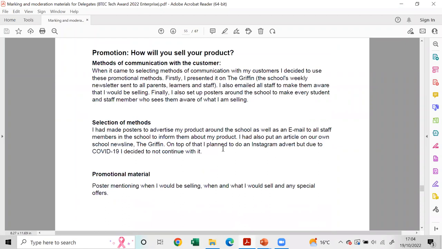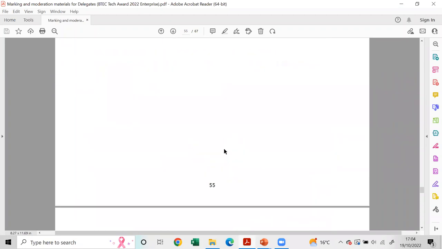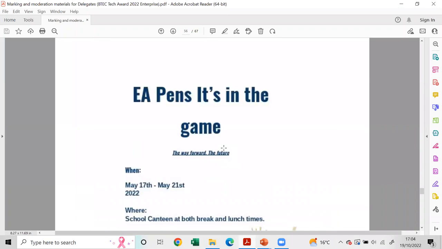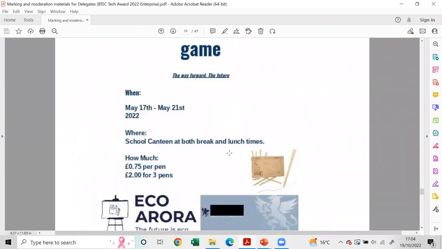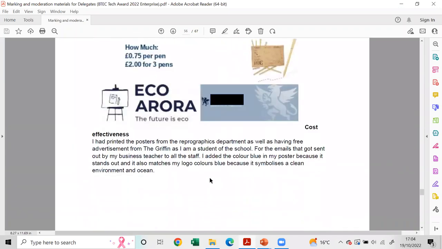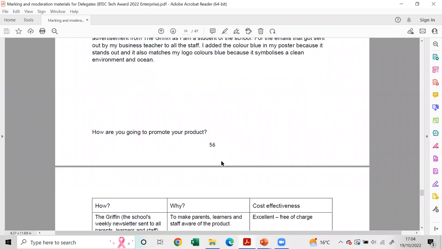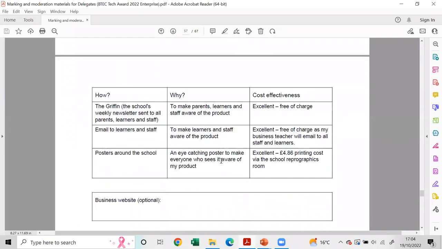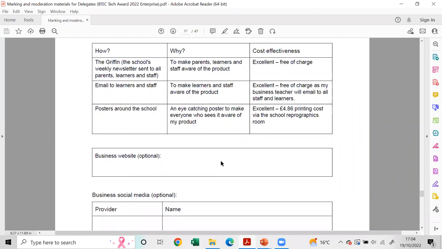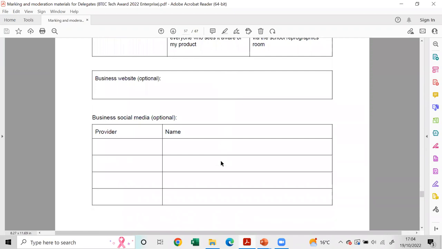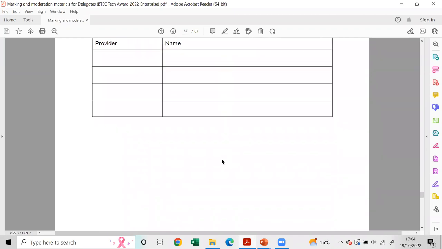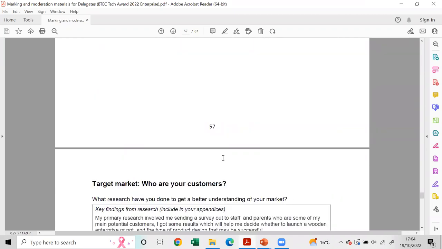How they're going to communicate. And if you notice, they've given an example of a poster, but compare this to that first learner, and you can see that the explanation of their promotion methods, they've given some in terms of cost effectiveness, how they're going to do it, nowhere near as much development in those answers, and they haven't necessarily backed this up with research. Okay, again, the website and the social media, they don't have to do, so that's been left blank.